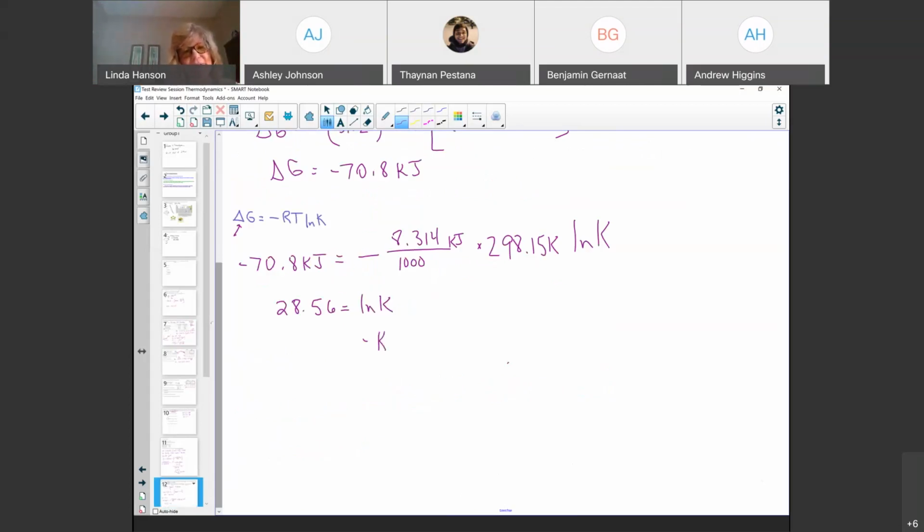And so we know the opposite of the natural log is Euler's number. So it's e raised to the 28.56 will give us our equilibrium constant. So I'll just do second function of the natural log and then of answer. And I get 2.5, I'll round a little bit, 4 times 10 to the 12th power. Equilibrium constants have no unit.